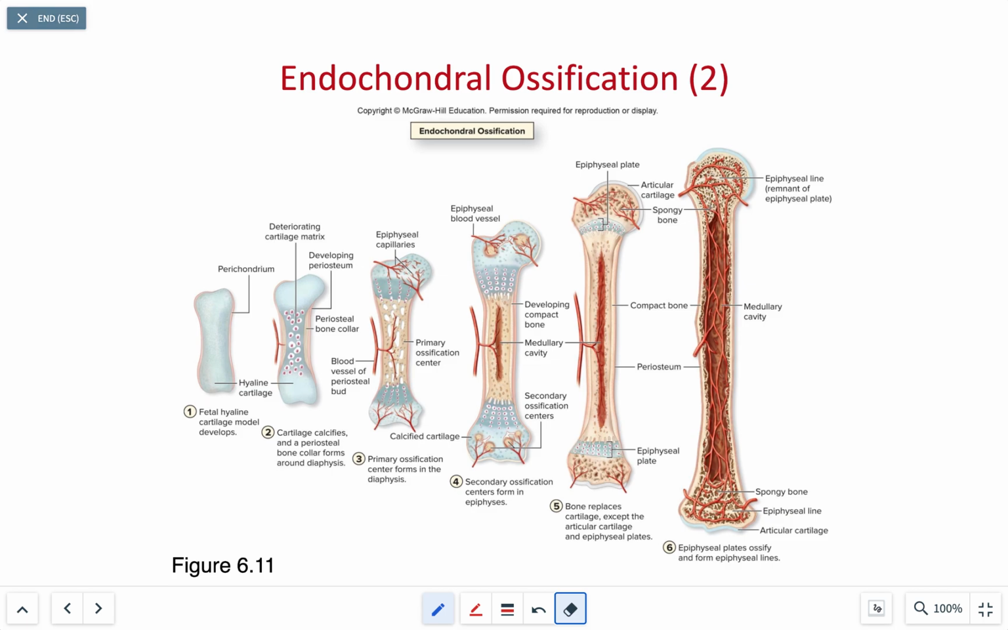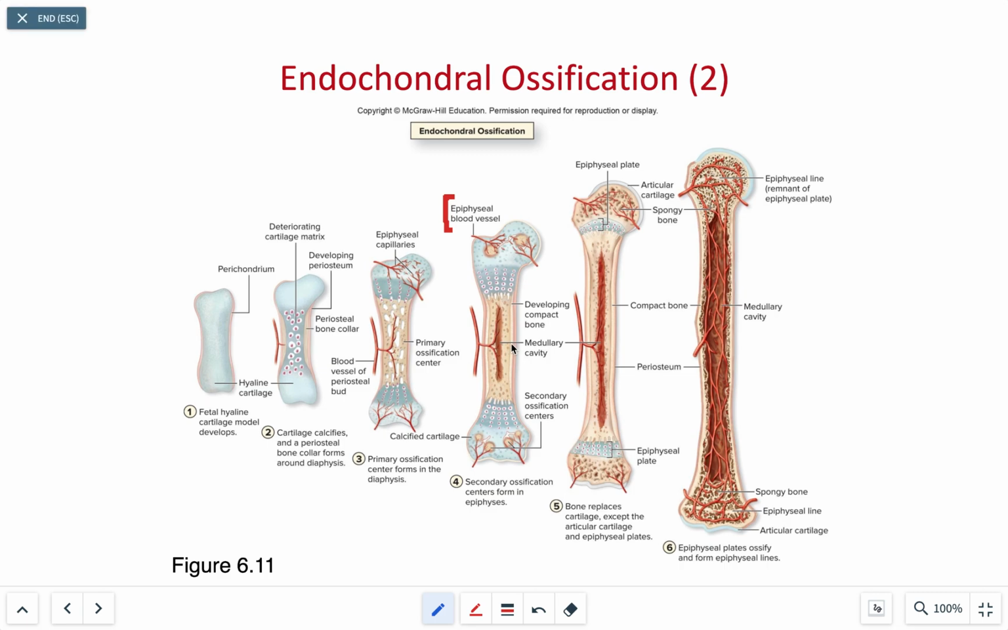In step number 4, very similar to step number 3, we call this the epiphyseal or the secondary ossification centers, which are occurring in the epiphysis. So just like in step number 3, we see an increase of blood flow, and this increase in blood flow will bring the osteoprogenitor cells, which will eventually change into the osteoblast. And then we'll see those osteoblasts laying down osteoid, which will then become bone. This secondary ossification center is basically replacing cartilage with bone.